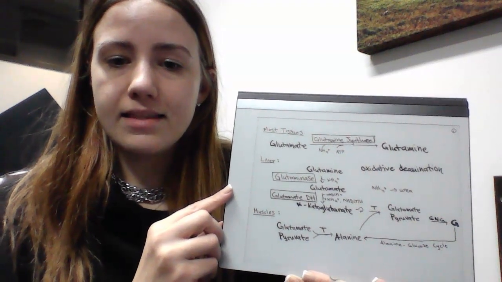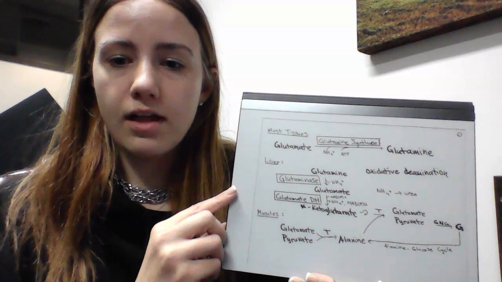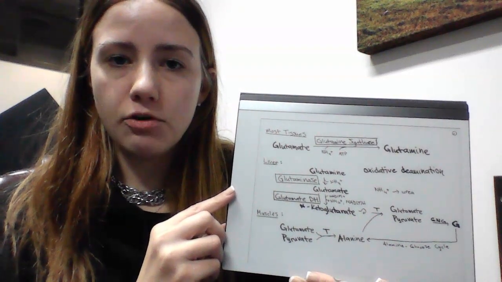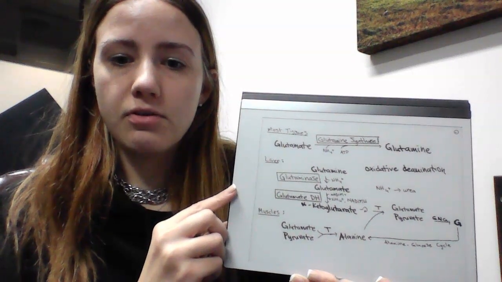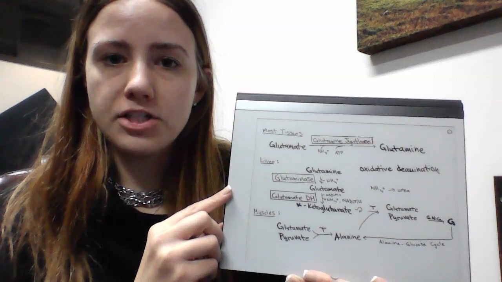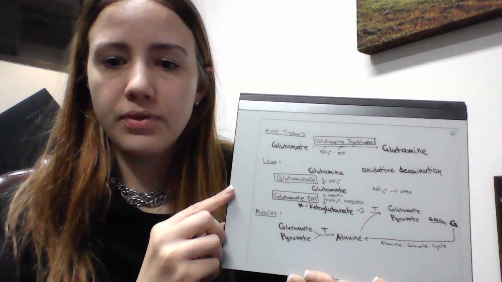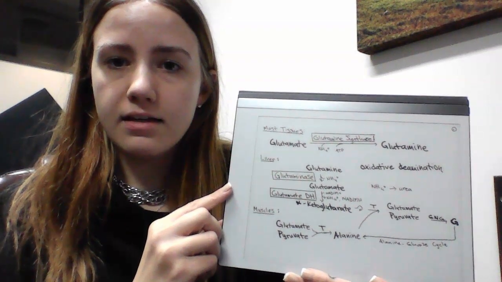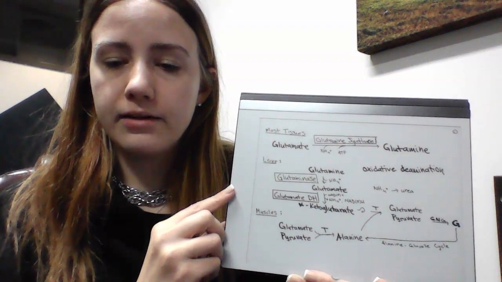Glutamate is then oxidatively deaminated once more into alpha-ketoglutarate. This is through glutamate dehydrogenase and produces NADH or NADPH. The ammonium, as previously stated, is disposed of through the urea.